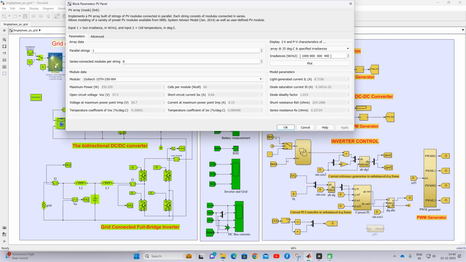The PV array consists of 8 panels, connected in series. Each panel has a maximum power of around 250 watts, the voltage at the maximum power point is 30.7 volts, and the current at the maximum power point is 8.15 amps. So 8 panels are connected in series.